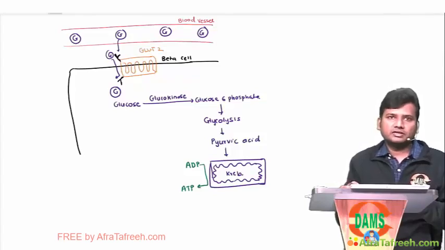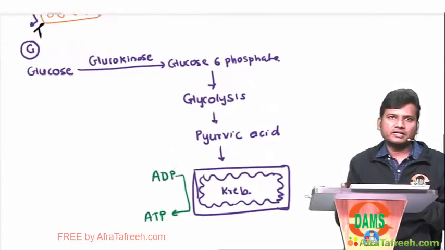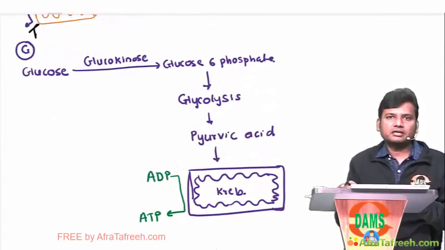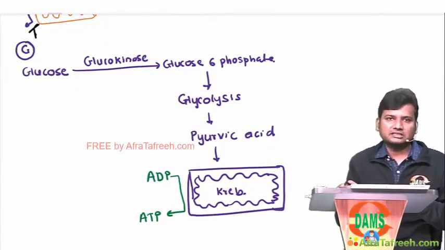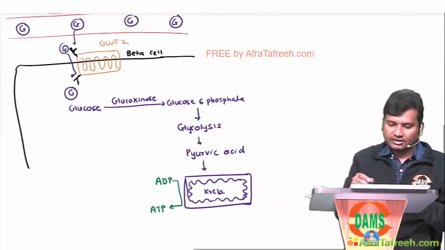So simply when glucose increases in blood, it is transported to beta cell. Glucose is converted to glucose 6-phosphate. Then glucose 6-phosphate undergoes glycolysis. It is converted to pyruvic acid. Pyruvic acid enters the Krebs cycle in mitochondria, and mitochondria will convert ADP into ATP.